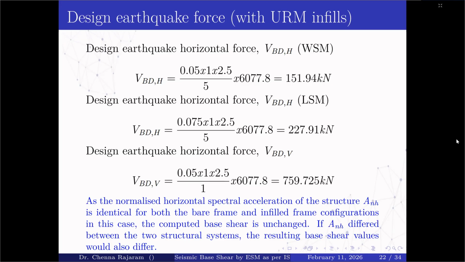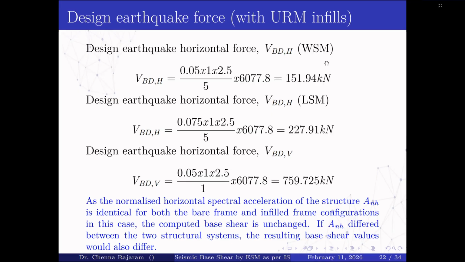Now, as the normalized horizontal spectral acceleration of the structure ANH is identical for both bare frame and infill frame configurations, in this case the computed base shear is unchanged. If ANH is different between the two structural systems, the resulting base shear values will also differ. So here, if you consider the first case, the working stress method case, the ANH value is 2.5 in both cases. Why? Because the fundamental natural period is in between 0.6 to 0.8. So for that case, the ANH value is equal to 2.5.